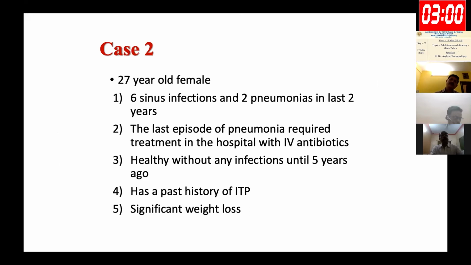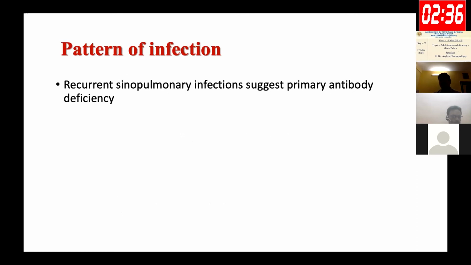The second case is a 27-year-old female. She had 6 sinus infections and 2 pneumonias in the last 2 years, and the last episode of pneumonia required treatment in the hospital with IV antibiotics. We often get this kind of patient. She was healthy without infection until 5 years ago, and she has a past history of ITP. But currently she is not on any steroid or other immunosuppressive therapy, and there is significant weight loss.